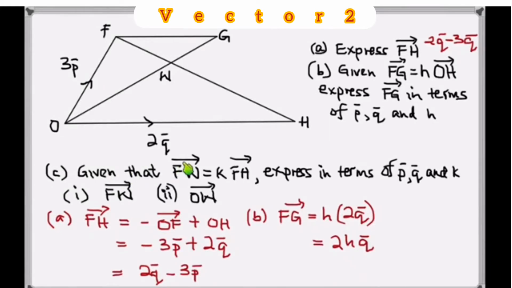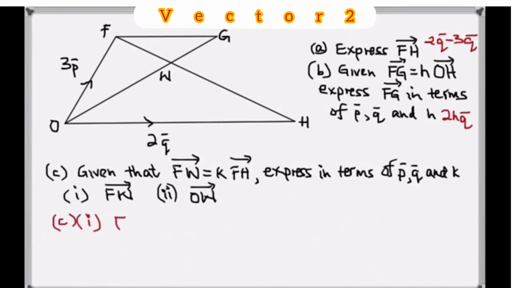Then on part C, given that vector FW is equal to k vector FH, you can see that we already calculated FH, we expressed FH. Then express in terms of P, Q and the constant k, the vector FW. So here is the constant. We'll just multiply k to this. Let's do that. So vector FW is equal to k(2Q minus 3P). So you can leave it like that.